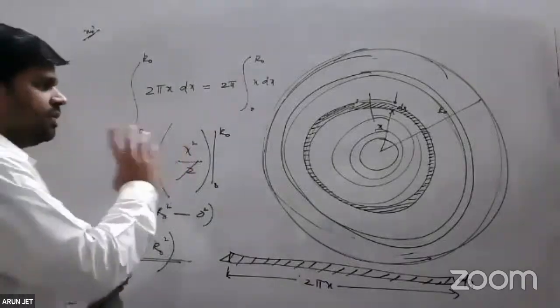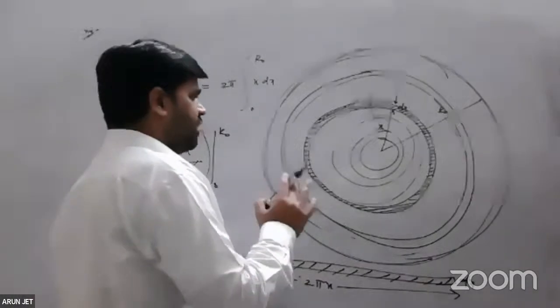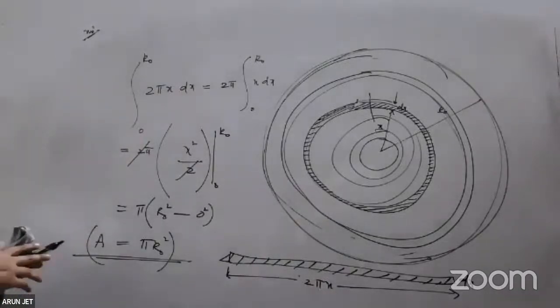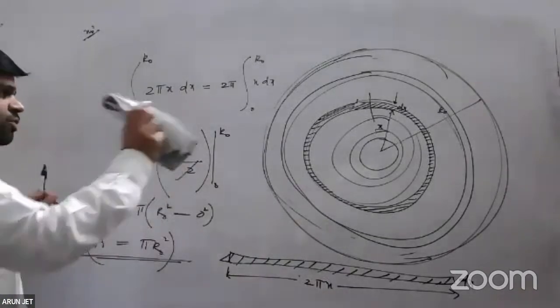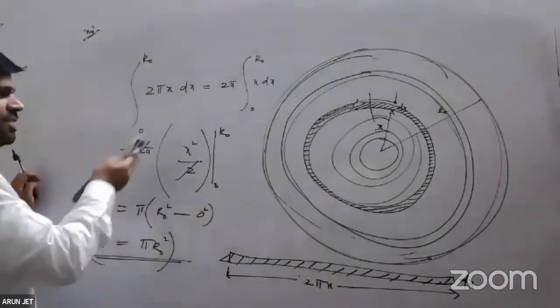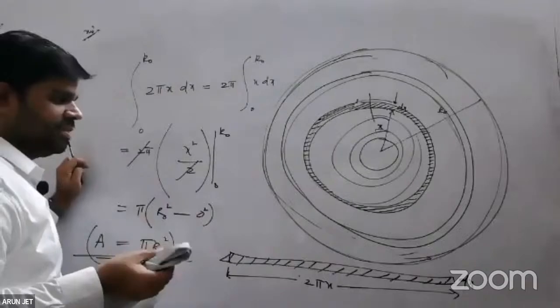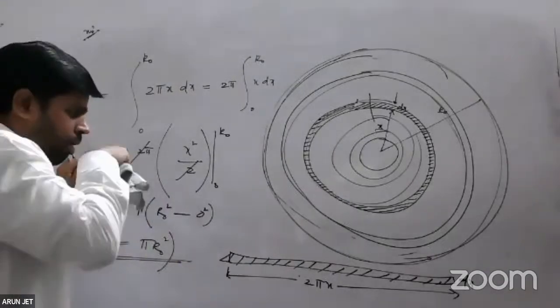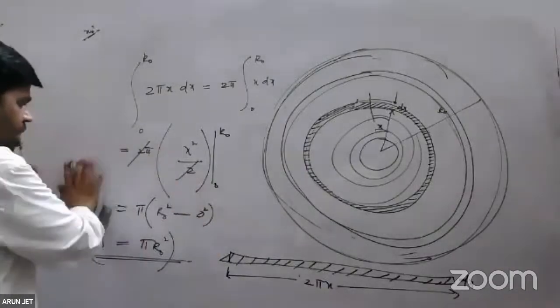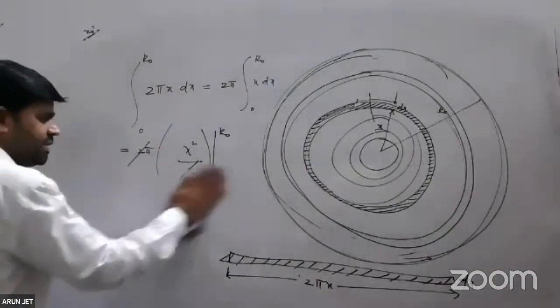In integrals, I'm finding out the area of a circle. Area of a circle is pi r square, which I found out using integration. All right. This approach is very important, students. You may wonder why we are doing this for pi r square, but there will be cases where integration will come to rescue. Okay, now let us look at volume.